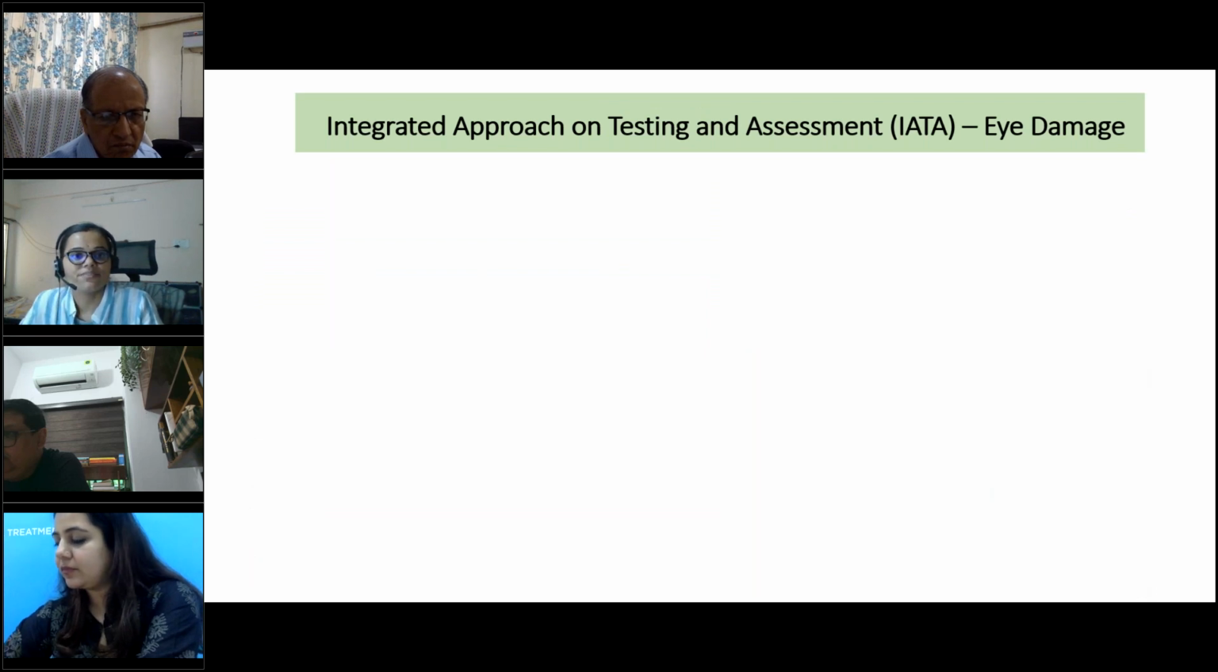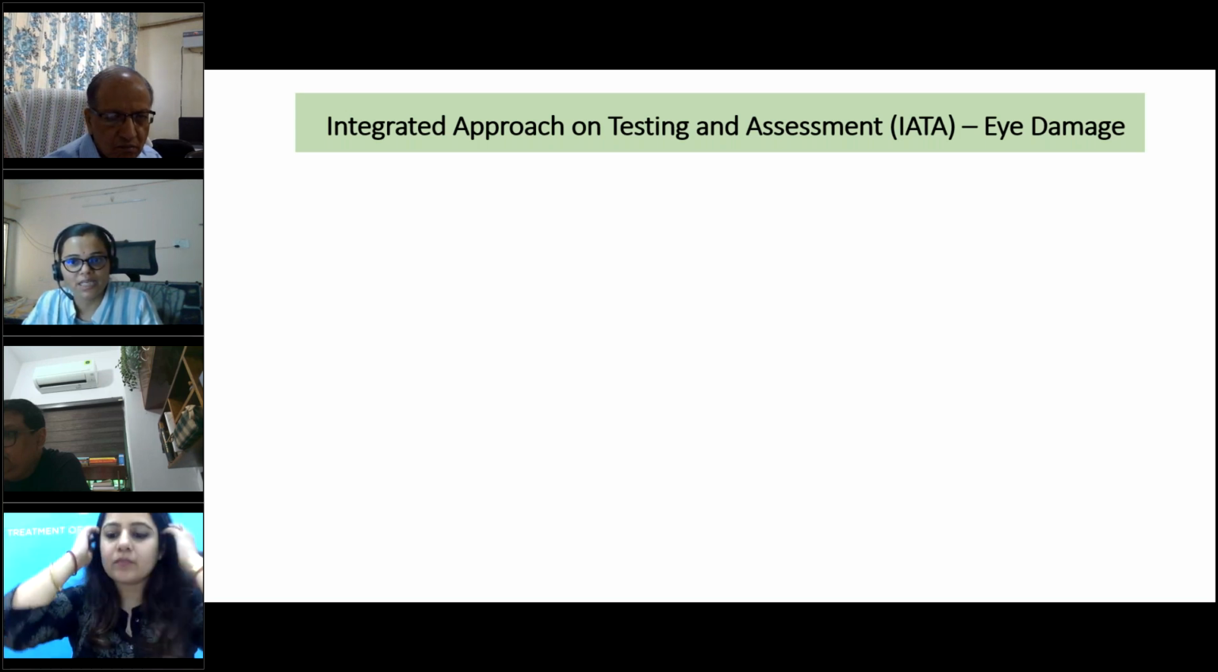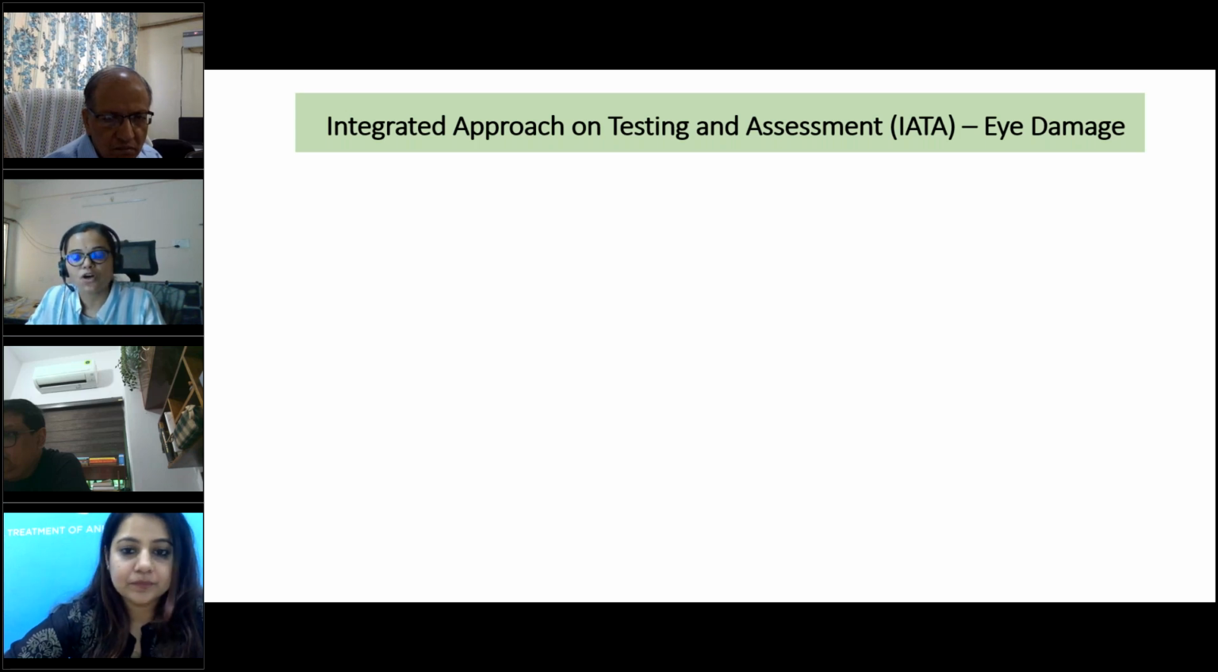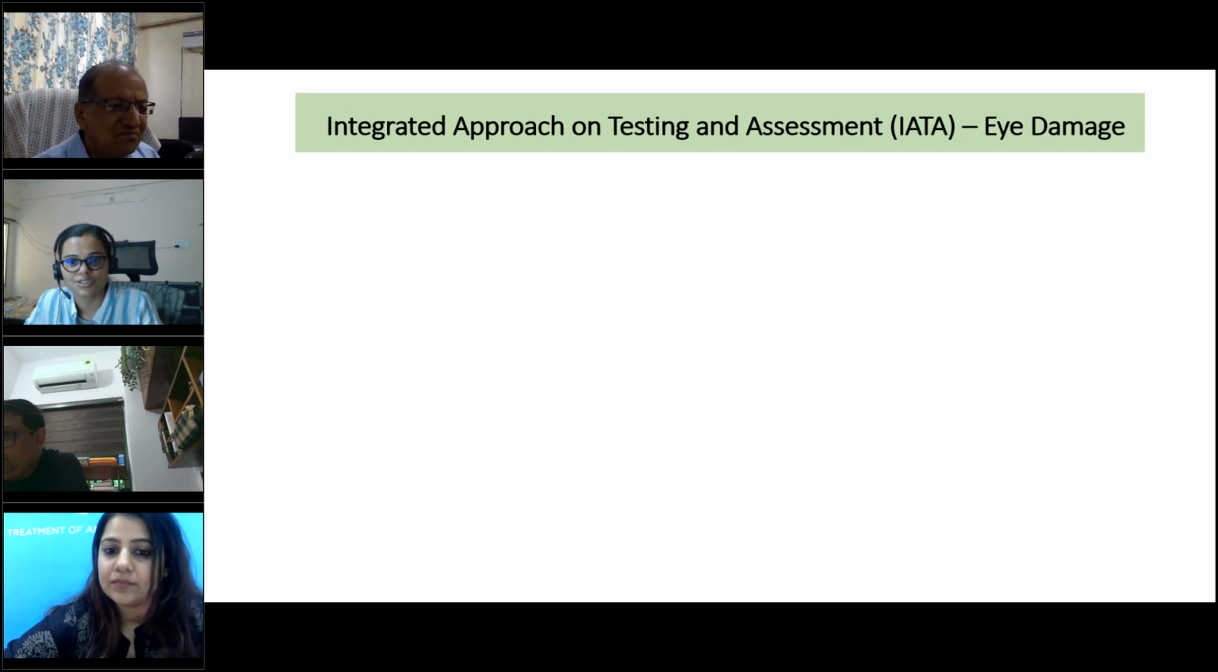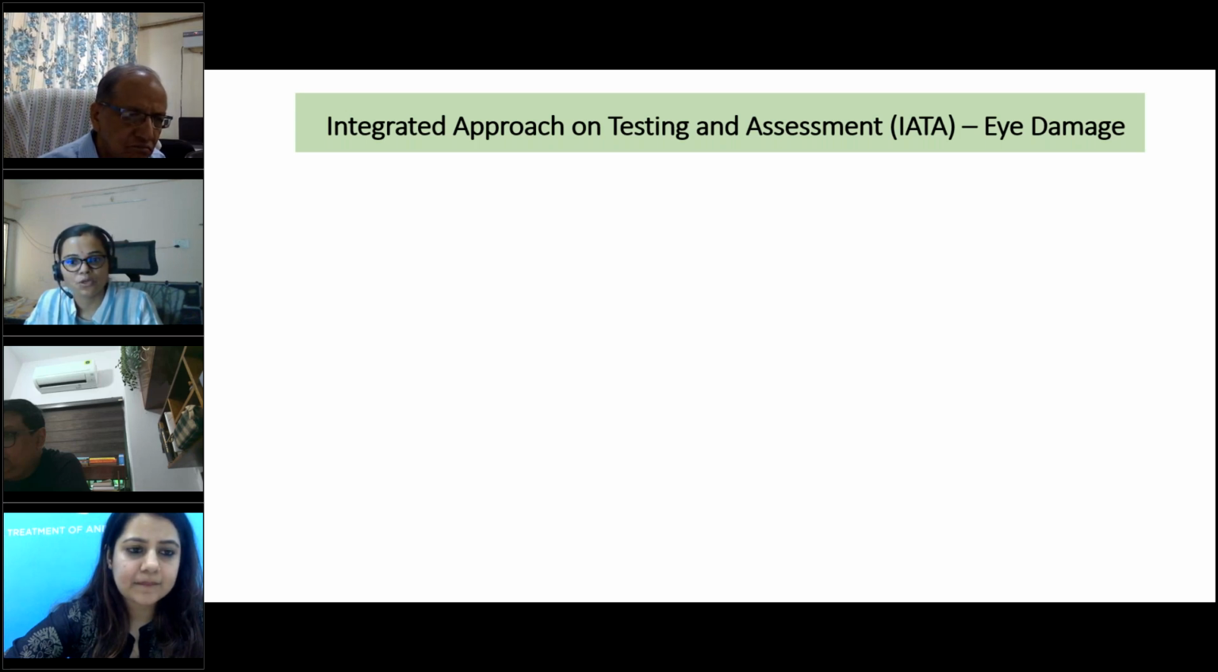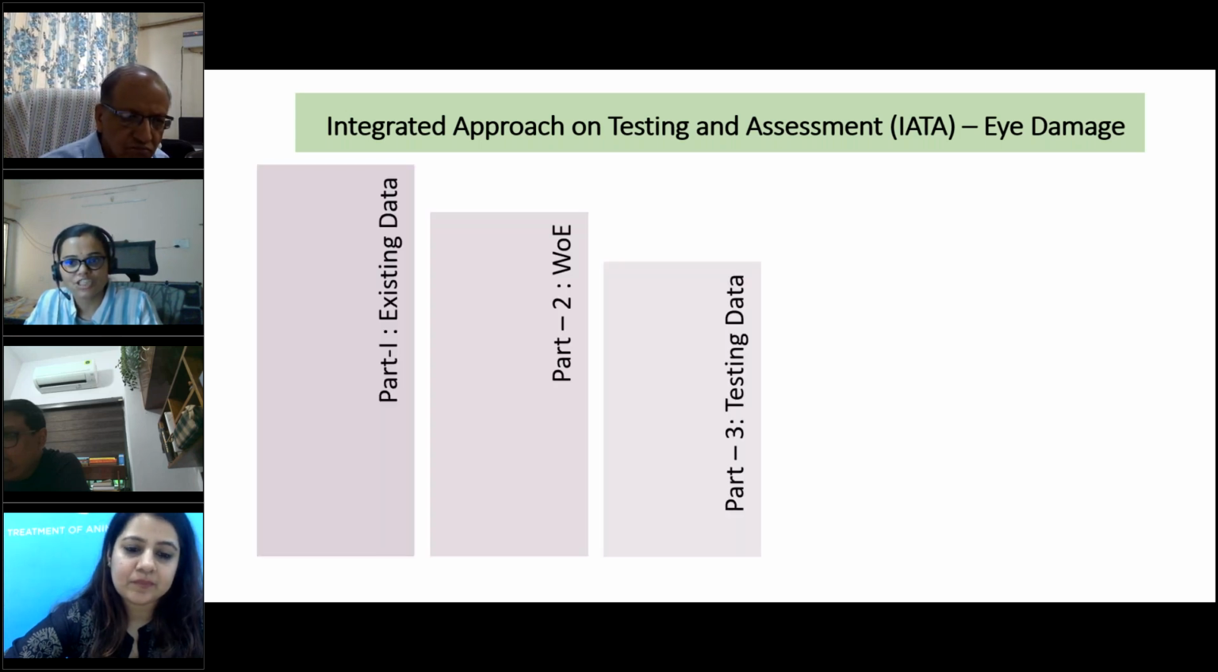Then coming to the classification and assessment of eye damage, an integrated approach on testing and assessment for serious eye damage and irritation hazard identification was developed in view of replacing the sequential testing strategy as per OECD 405 until 2017. There is a monograph available with OECD which provides guidance on how and when to integrate existing or newly generated information for decision making, including decisions on the need for further testing or final decisions for classification and labeling of chemicals. A schematic outline of the IATA for eye hazard identification, focusing on classification and labeling, is available in this monograph, which consists of 3 parts that guide the assessment of serious eye damage and eye irritation potential hazards.